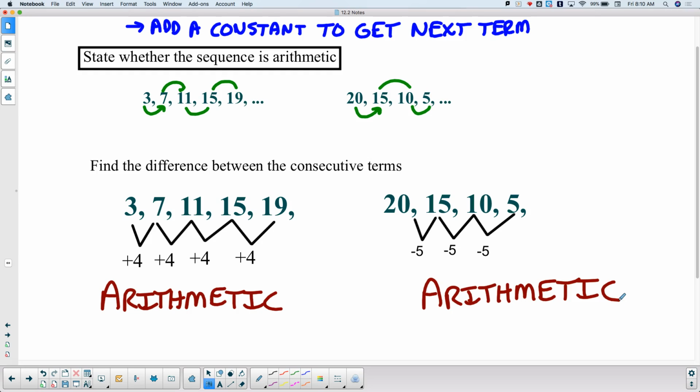If it was like when Marley told me negative 2.1 on that one, that would then not be arithmetic, because it was subtracting 1.6, and subtracting 1.6, and subtracting 1.6, but then it was subtracting 1.5. That's not arithmetic then. It's got to be constant throughout the whole thing.